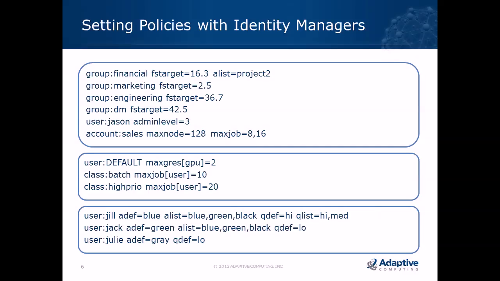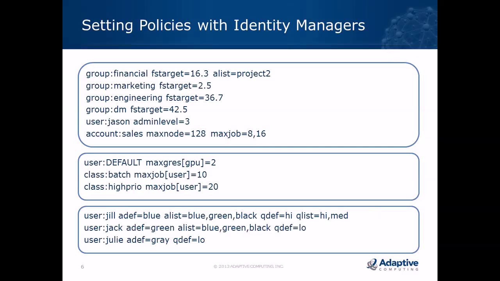So the first example, we've got 4 groups, and we're setting a fair share target on each of them. But then we're also setting an account list, or a list, on one of them. We're setting something like an admin level on a user, and then max node and max job, and it does support hard and soft policies.